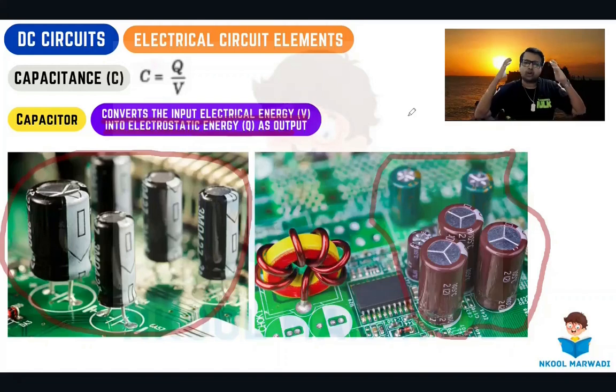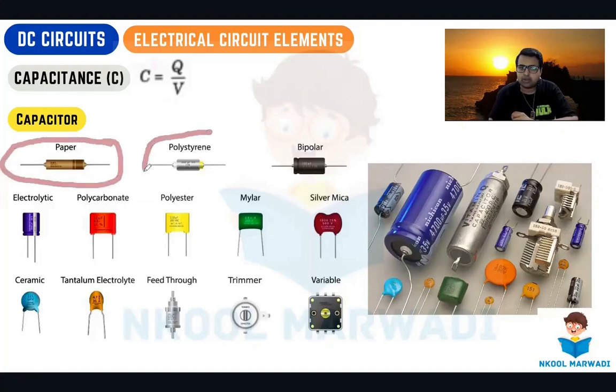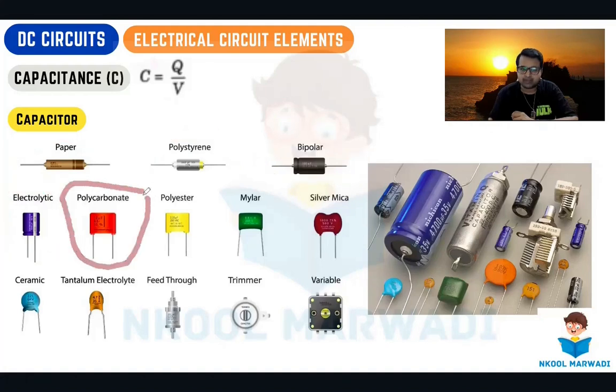Capacitors have lots and lots of applications that we will definitely explore in some other lecture. But now we have a feel of capacitors. These are some very important capacitors which are used in circuits. You might definitely have seen some of these. This is a paper capacitor. This is a polystyrene capacitor. This is a bipolar capacitor. Then we have the electrolytic capacitor, the polycarbonate capacitor, and the polyester capacitor.